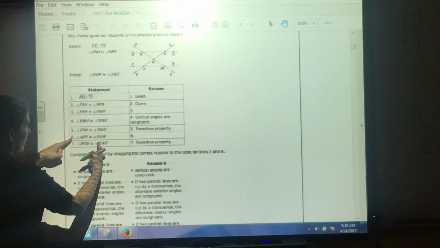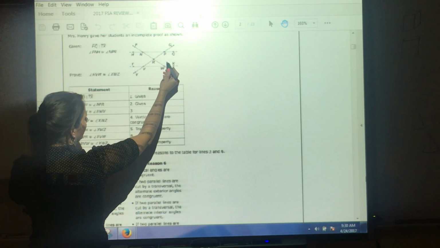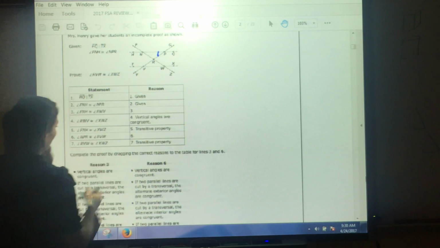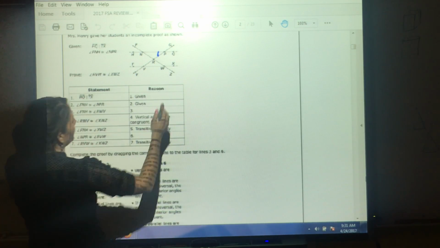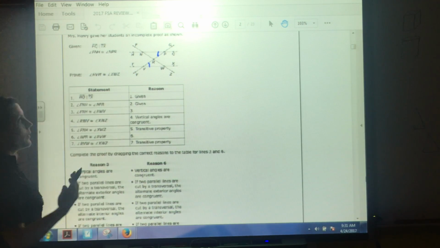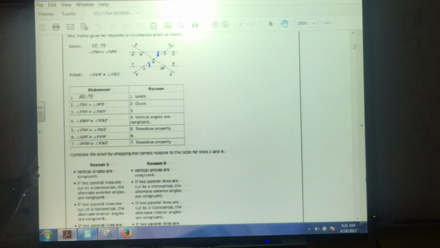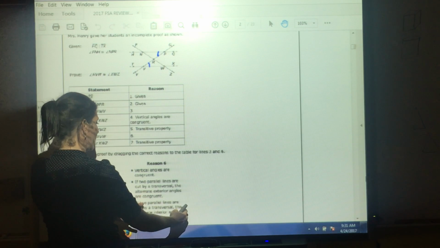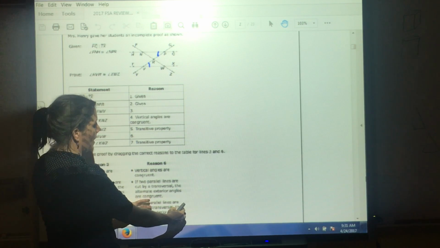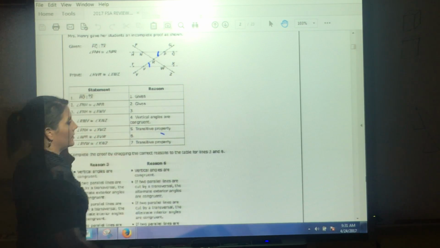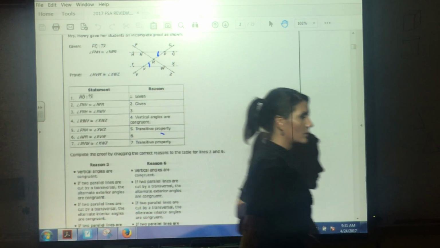All right, the next one says that NPR is congruent to RVW. What is their angle relationship? Alternate interior angles, good. So you take the one that's talking about alternate interior angles, which is here, and you drop it into the box. That's it.